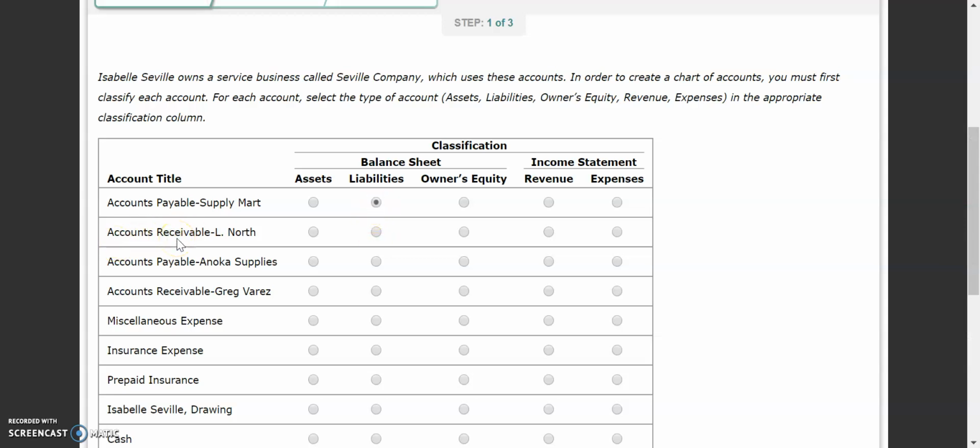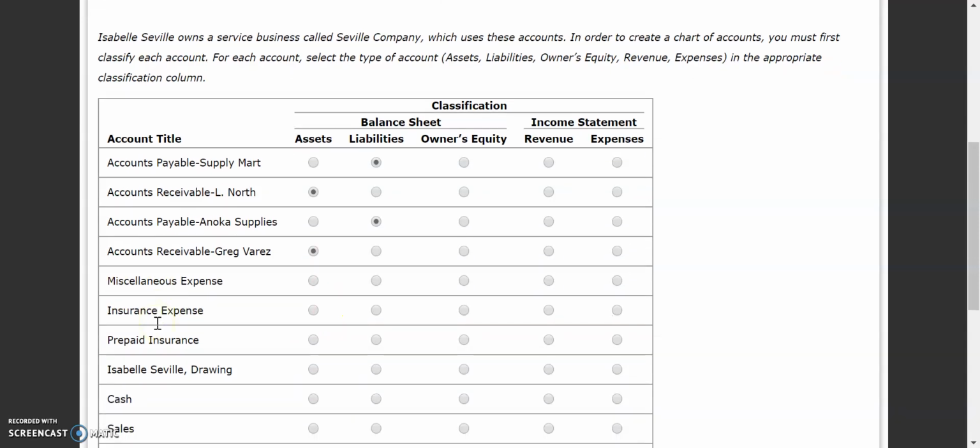Accounts receivable, again, is when people purchase goods or services from us but don't pay us yet, so we classify that as an asset because eventually that money will come to us. Once again, we have a payable for Anoka Supplies, so a payable is a liability. And we have another accounts receivable for Greg Verez, and that is also an asset.